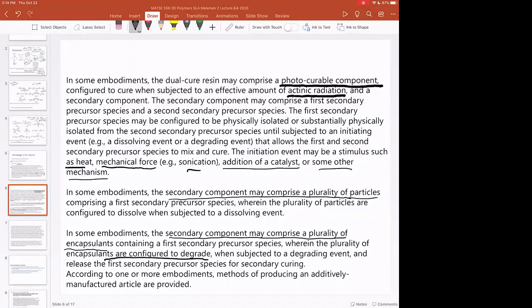Are there any questions so far? Anyone who's completely lost in the language of patents or doesn't understand what's going on? All right, so we'll keep going.